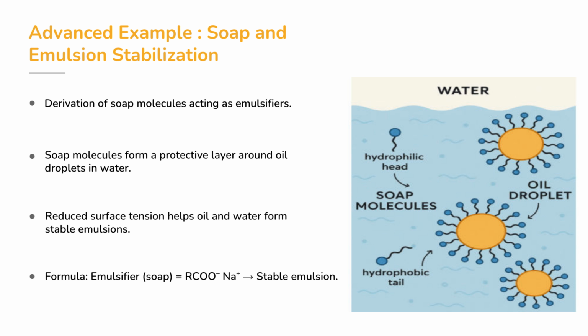The soap molecules essentially wrap around the oil droplets and form a protective barrier, which keeps the droplets from combining back into a big glob of oil. This creates a stable emulsion. So, in essence, soap doesn't just clean, it also helps mix things that wouldn't normally blend together. It's like a superhero of chemistry.